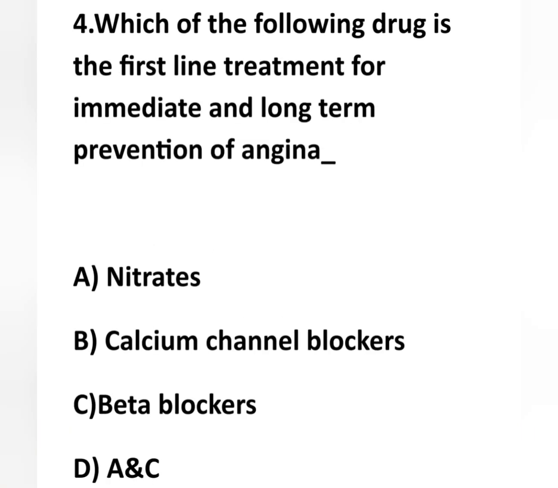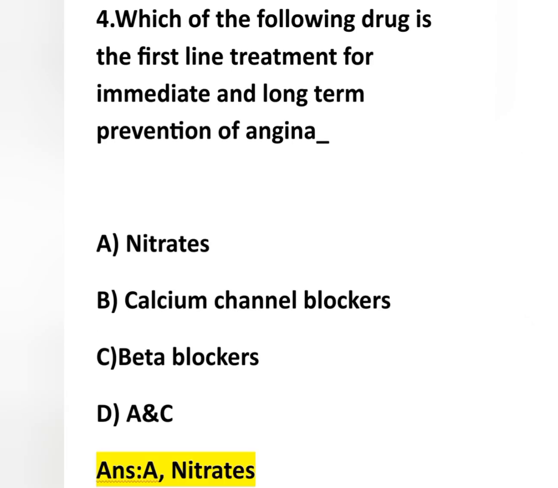Question number 4. Which of the following drugs is the first line treatment for immediate and long-term prevention of angina? Options are option A nitrate, option B calcium channel blockers, option C beta blockers, and option D both A and C. Here the correct answer is option A nitrate.